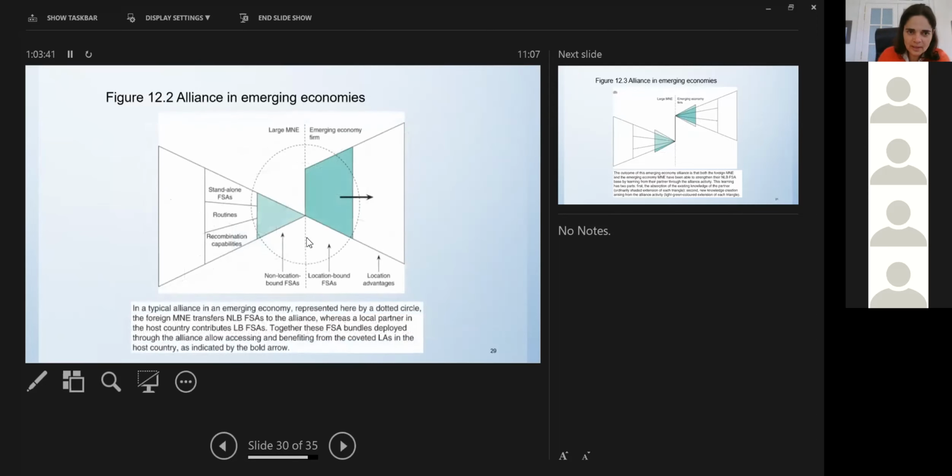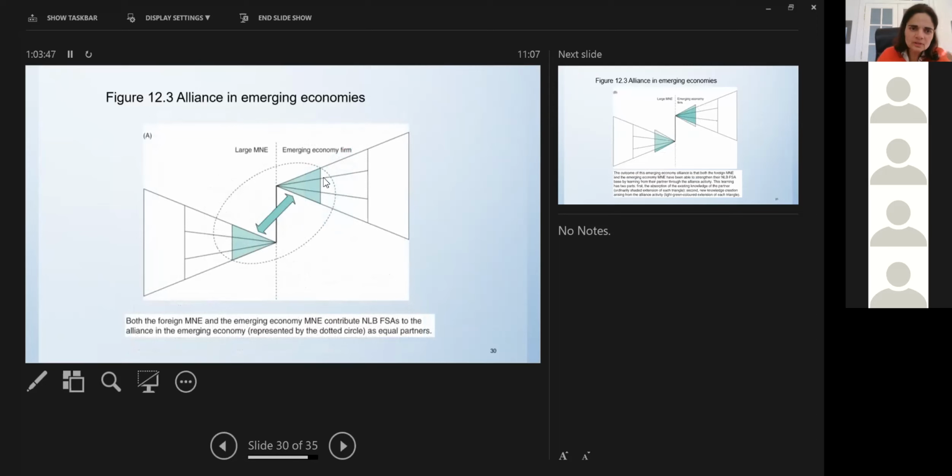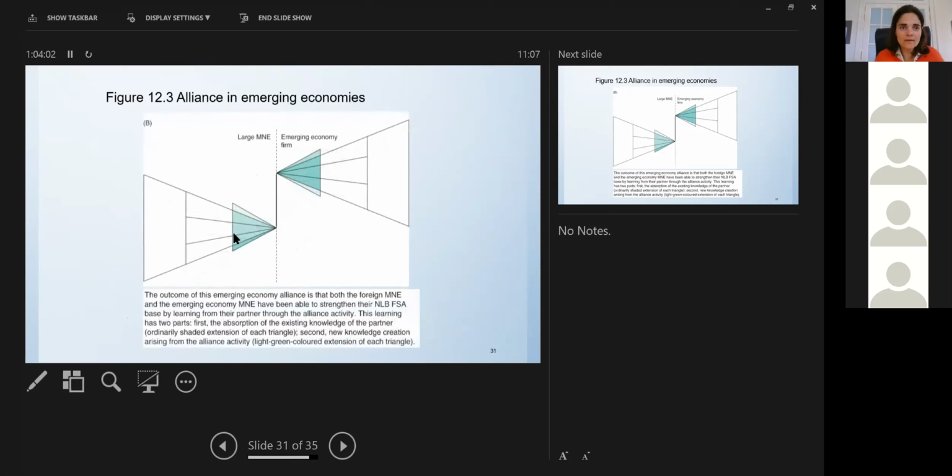Compared to the previous slide, you see that they are not so equal. Whereas here, you see both of them share actually the same. They have the same type of input, and the alliance here, within the dotted line, they are equal, they have become equal partners. So that is, of course, in the long run, what you would like to have.